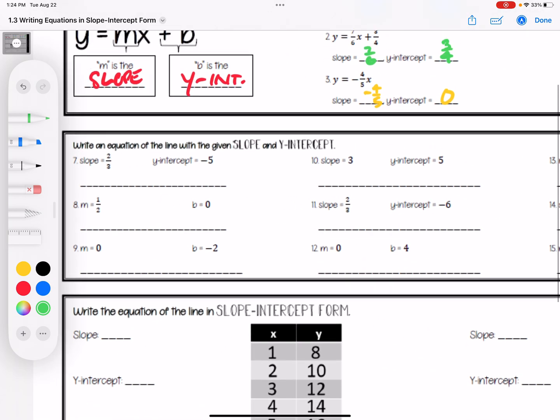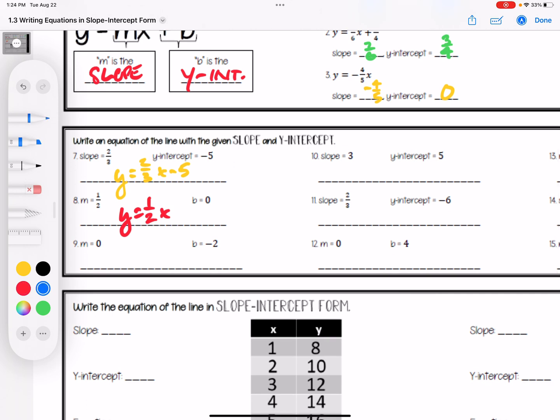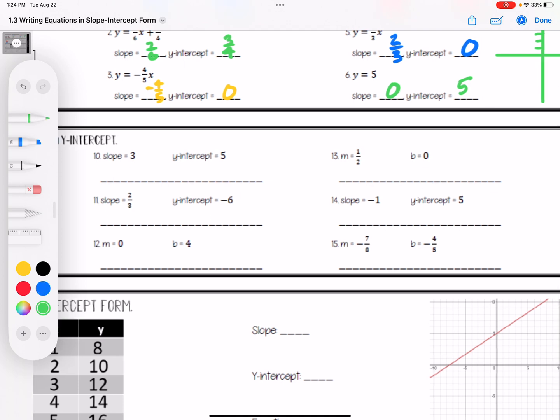If we have the equation, then we can also, if we have the slope and the intercept, generate the equation. Y equals 2/3 x minus 5. Next one, y equals 1/2 x, and then plus 0. If m is 0, again, it's just y equals negative 2. It's a constant. For this one, y equals 3x plus 5. Y equals 2/3 x minus 6. The next one, y equals 0x. The slope is 0, so it's just y equals 4.